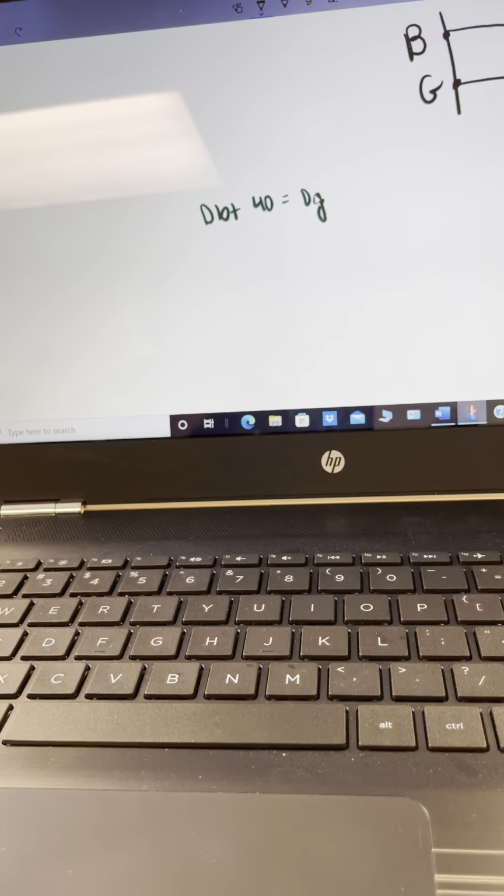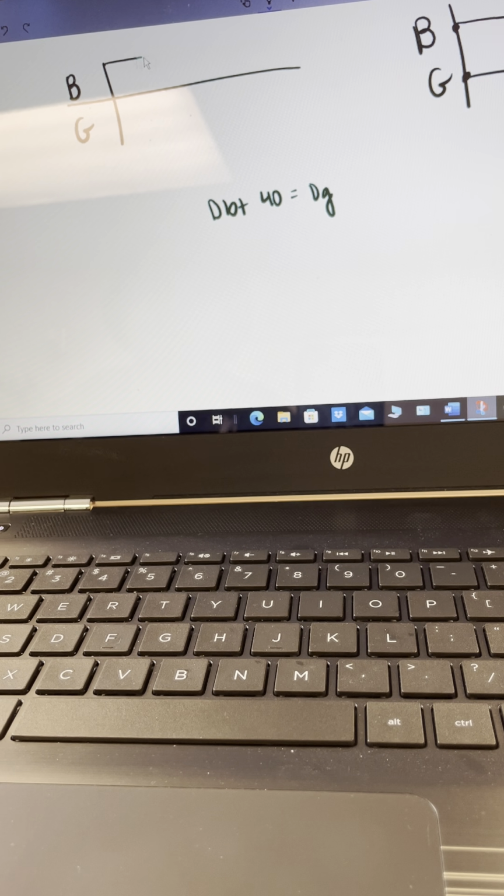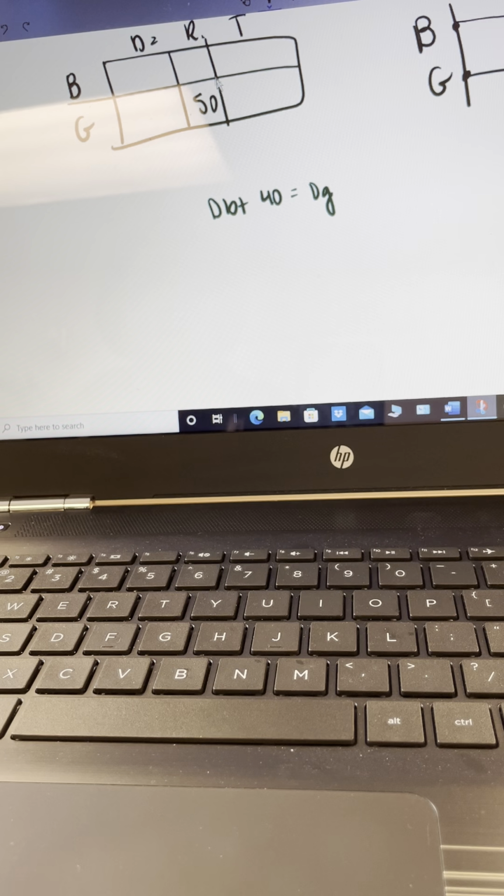Okay, so let's make our box. What do we know to put in our box? That Gus went 50 miles per hour. Gus's rate was 50. What else do we know? Bonnie's rate was 60. Okay, I put Gus in the wrong spot. Gus was 50, Bonnie is 60. What else do we know?